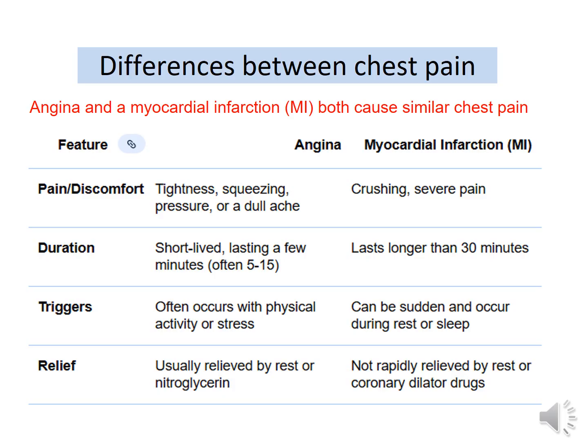Triggers often occur with physical activity or stress, but in myocardial infarction, it can occur at any time, like unstable angina. Relief: angina is usually relieved by rest or nitroglycerin. In contrast, myocardial infarction is not rapidly relieved by rest or coronary dilator drugs like nitroglycerin.